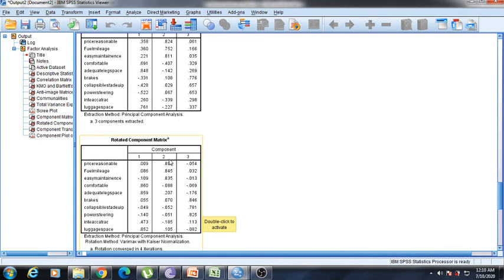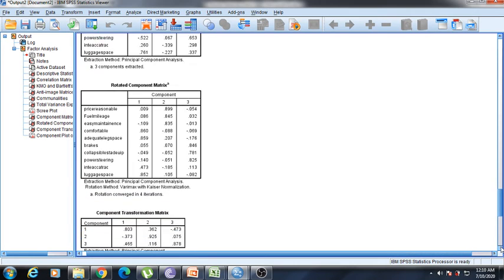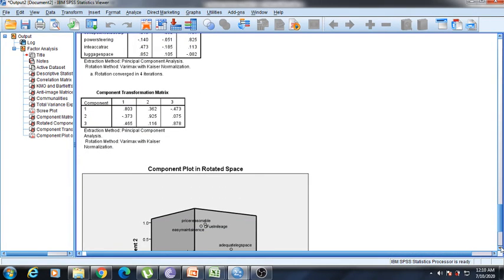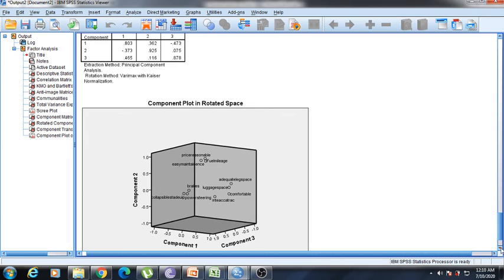These variables are related for second factor. These two and this variable are related to first factor. So same thing you can see here in the diagram also. It means you will find out which variables are related to each other. So you can see price is reasonable, fuel mileage, easy maintenance. These are similar to each other, so you can make one factor from these variables. Second, adequate leg space, luggage space, and comfortable. You can make one factor from these variables. Third one, brakes, collapsible steering, and power steering, one factor you can see.